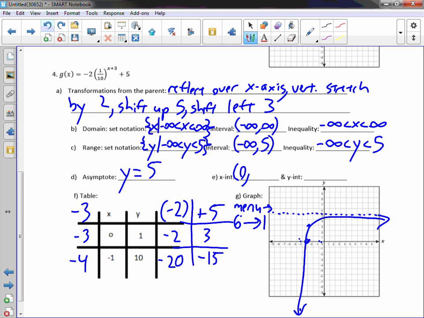It'll give us the point 0, comma, negative 4.998. I'm sorry, I'm looking at the wrong point. That gives us the point negative 3.40, comma 0.